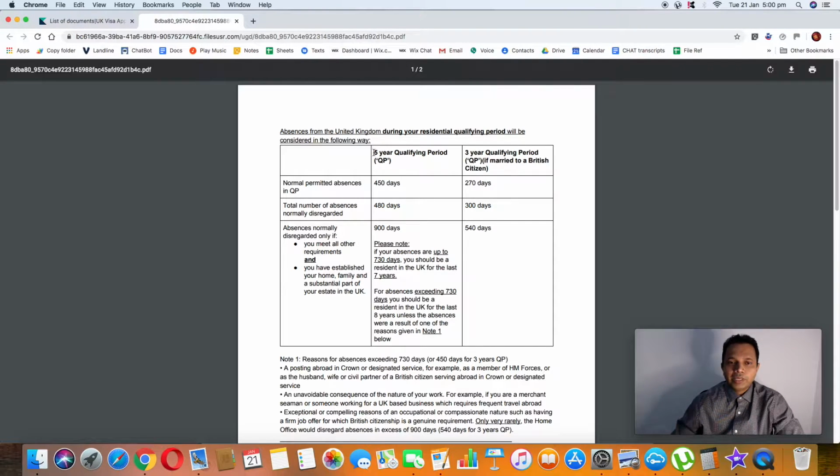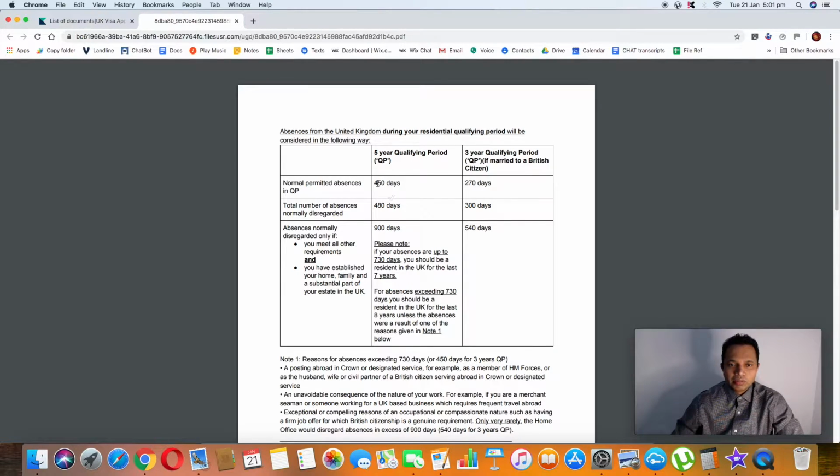If you are married to a British citizen, then your qualifying period would be the last 3 years. If you are not married to a British citizen, then your qualifying period would be 5 years, which means 5 years backward from the date of application. So if today you are submitting the application, you need to count 5 years backwards from today.